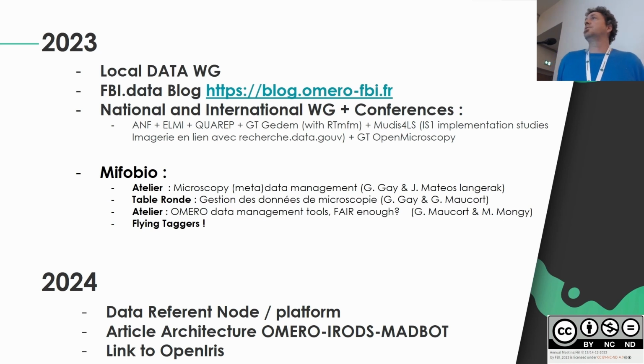So this is what we did for 23. The plan for 24 is to have a data reference node for each France-BioImaging node, or it could be platform dependent on the structures. We talked about that yesterday. The idea is that in the working group we have one reference per node for data, to be sure that the relation between our mission, our tools and our proposals comes bottom up and top down. We will also provide the first deployment of the Homero architecture. I wrote some MyBot; I will talk about that a bit later. And the purpose is also to open the link to OpenIris, to directly have the connection in the metadata between the data and the microscope.